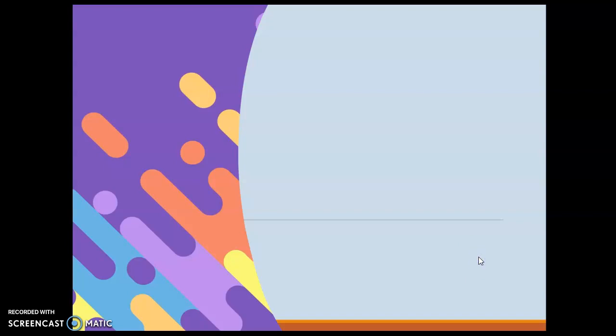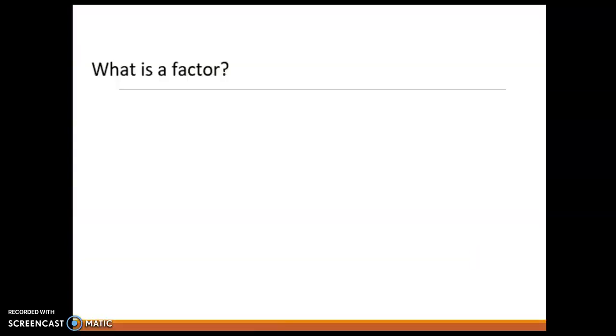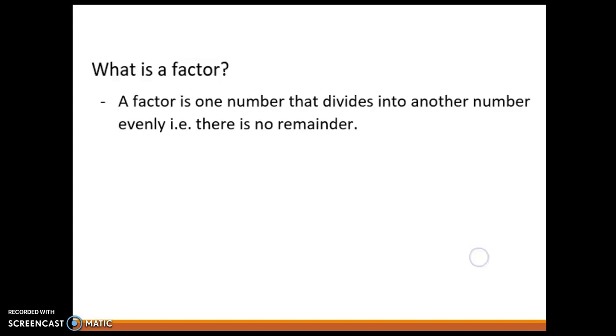So, time to have a look here at our factors and multiples and see what's going on behind the scenes. So, what is a factor? Well, the first thing to understand about a factor is one number that divides into another number evenly. That is, there is no remainder.